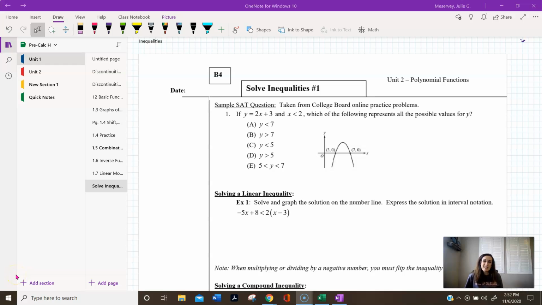Hi everyone, this lesson is on solving inequalities. We'll be using the graphing calculator throughout this lesson and start with the sample SAT question, which involves inequalities, and see how you do on it.